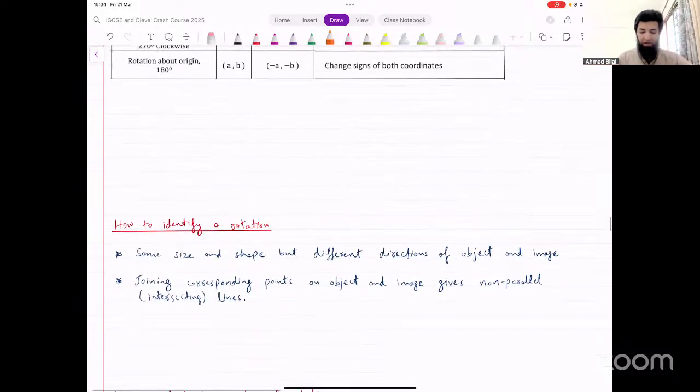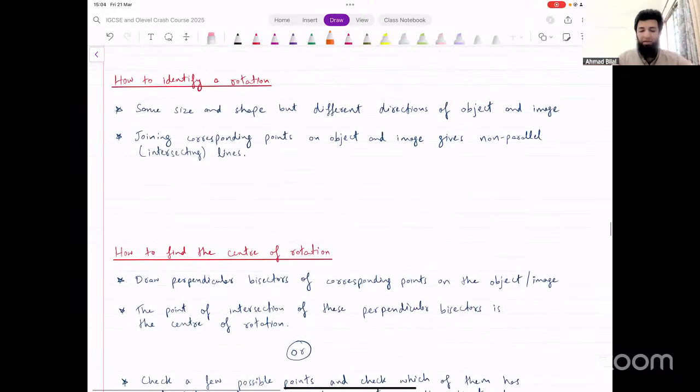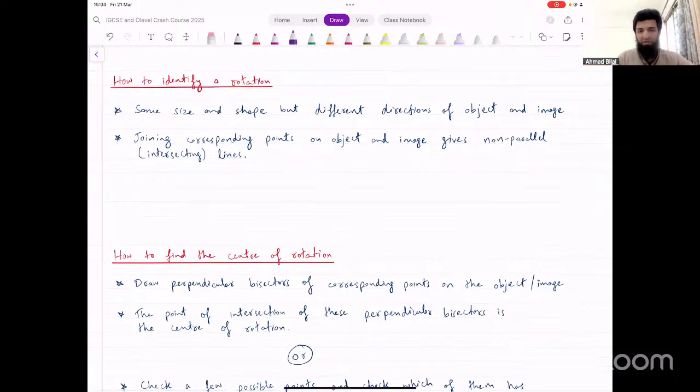And how do you identify rotation? Again, you first of all figure out that it's not an enlargement or a translation. Both of them are very clear from the diagram. We will discuss that as well today when we have covered enlargement. But how do you differentiate between reflection and rotation? When you join corresponding points, you get non-parallel lines, and that means it's a rotation.